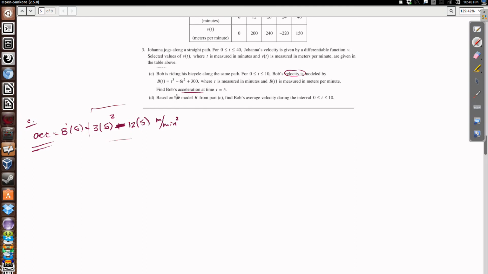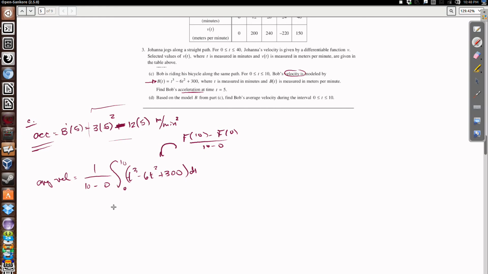And then we've got part D, which says, based on the model from part C, find Bob's average velocity during the interval from 0 to 10. Well, remember that this is a velocity function, so if I want to find the average velocity, then I'm going to have to use the 1 over b minus a times the integral from a to b of our function. This is t cubed minus 6t squared plus 300. So this is our average value of a function formula. It's really our fundamental theorem of calculus, because this is really the antiderivative at 10 minus the antiderivative at 0 over 10 minus 0. That's really what we're calculating here.